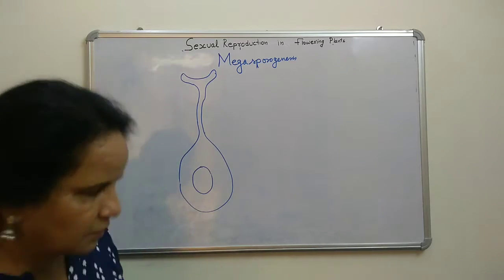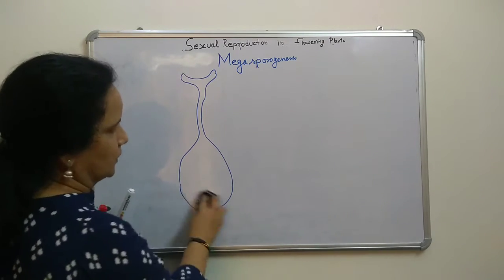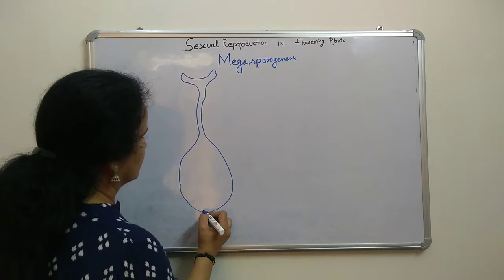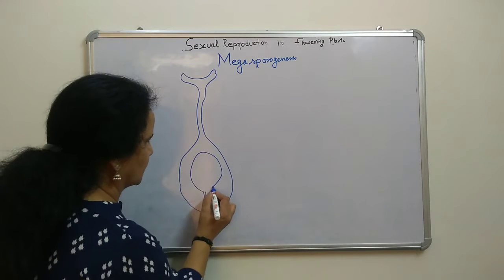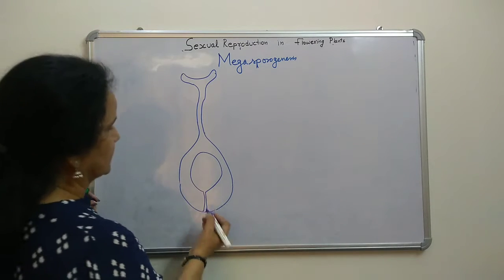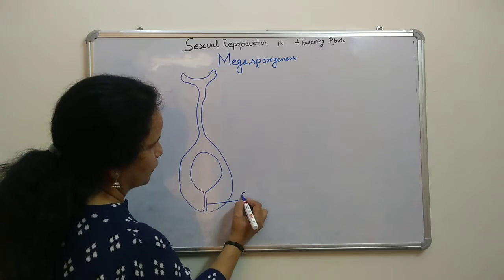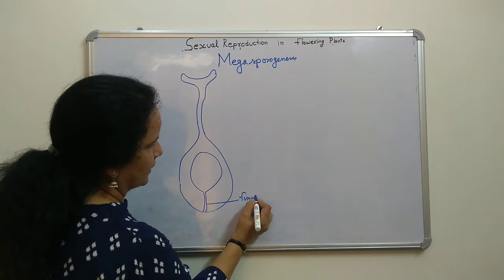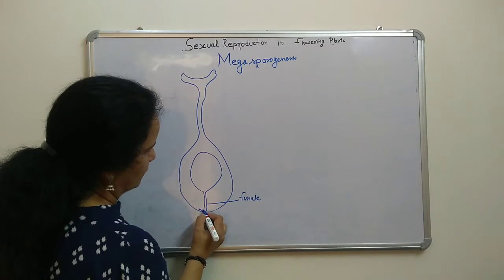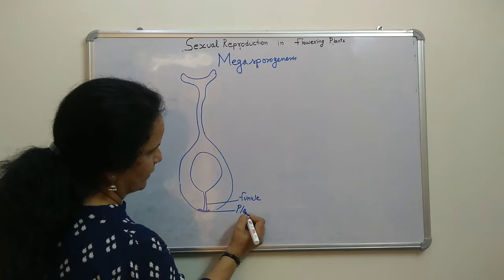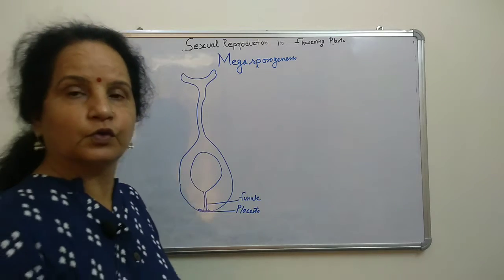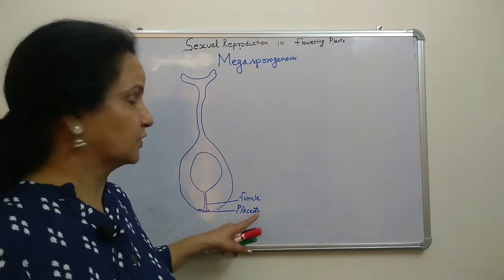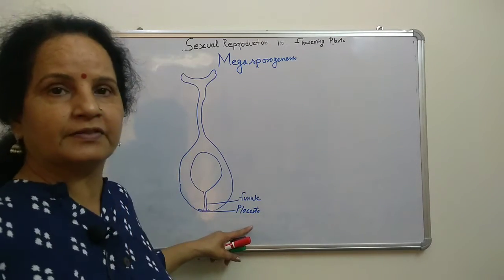We can draw it here. This is a stalk-like structure, and the ovule is there; I am drawing only one ovule. This stalk-like structure is called the funicle. The wall attachment is called the placenta. Remember from class 11, placentation is the arrangement of the ovule with the ovarian wall.